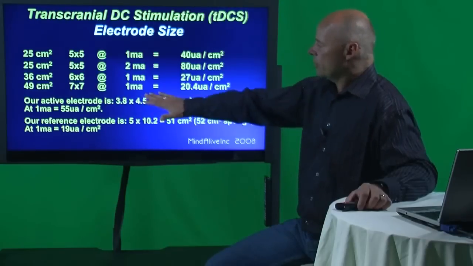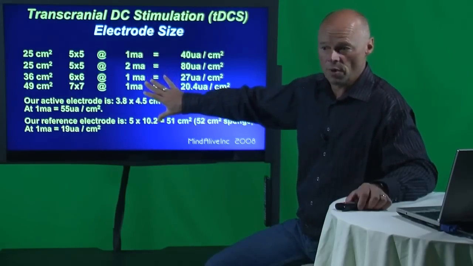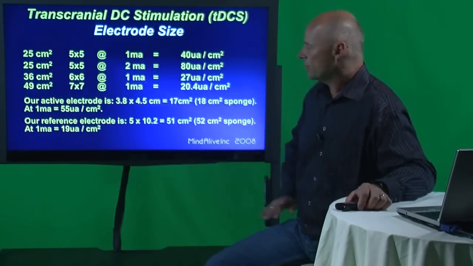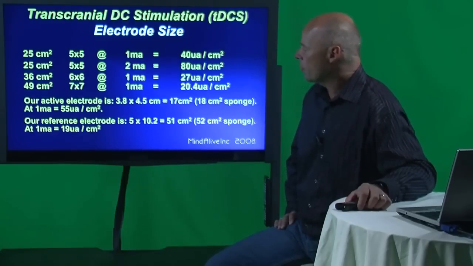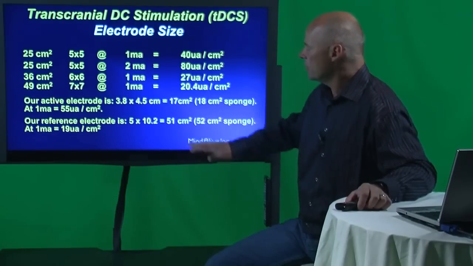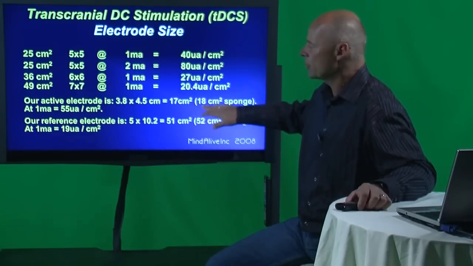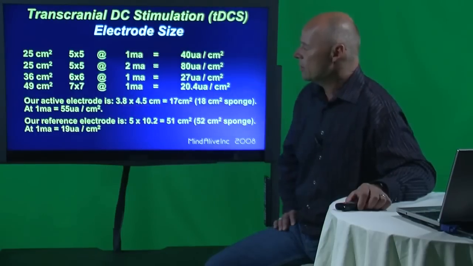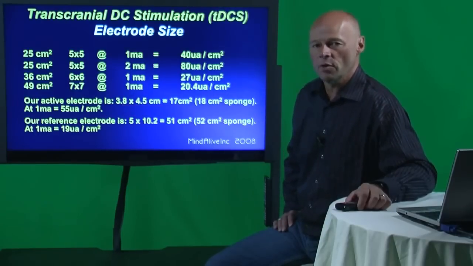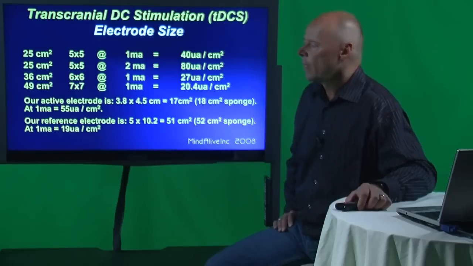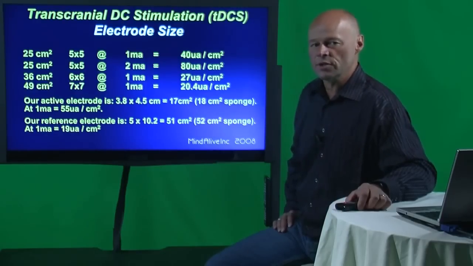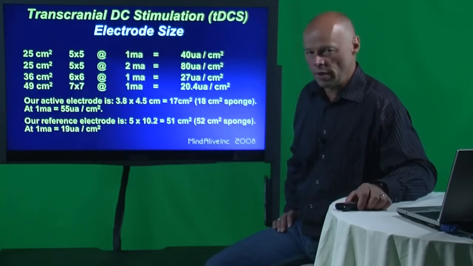In the case of the electrodes with our Oasis Pro, we use 3.8 times 4.5 centimeters, yielding 17 square centimeters, or we'll say 18 square centimeters under the sponge. At 1 milliamp, that yields 55 microamps per square centimeter. In almost all cases, this is indeed a very effective stimulus.